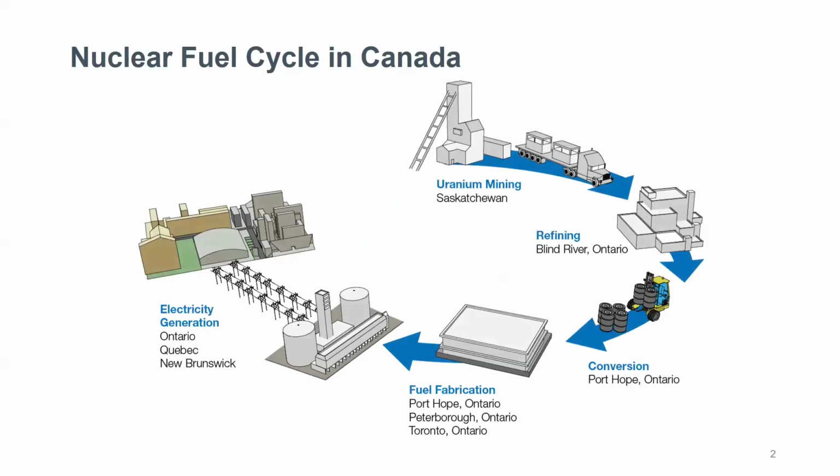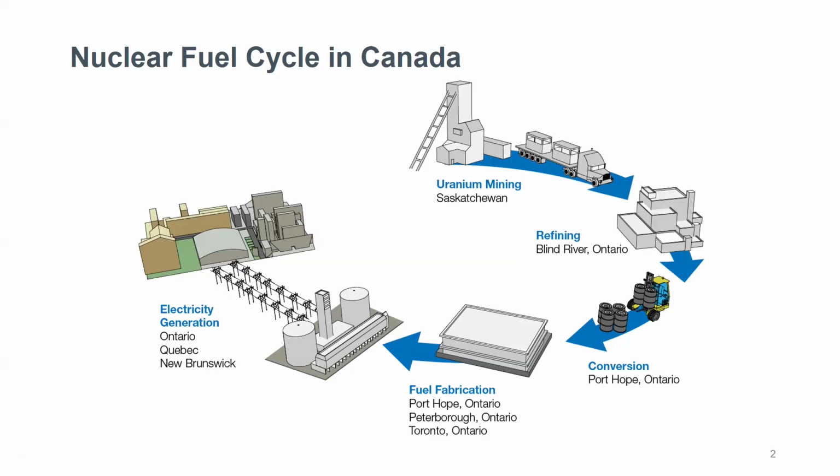So the nuclear fuel cycle in Canada is a lot simpler than a lot of other countries. In fact, it might be the simplest version of what works. It's all domestic. You have your uranium mining that takes place in Saskatchewan. It used to also take place in the Northwest Territories and Ontario. You've got your refining process, which happens at Blind River in Ontario.